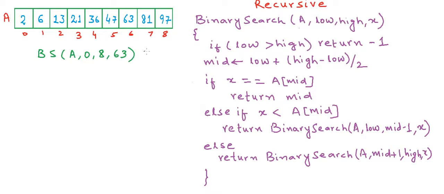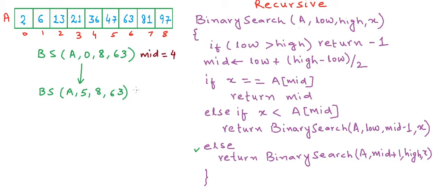Now we go inside the function. Is low greater than high? No. So we go ahead and calculate mid. Mid would be calculated as 4. The element at index mid, index 4, is 36, and 63 is greater than 36. So we come to this else condition, the third condition, and we make a recursive call to search for 63 within range mid plus 1, which would be 5, to 8.